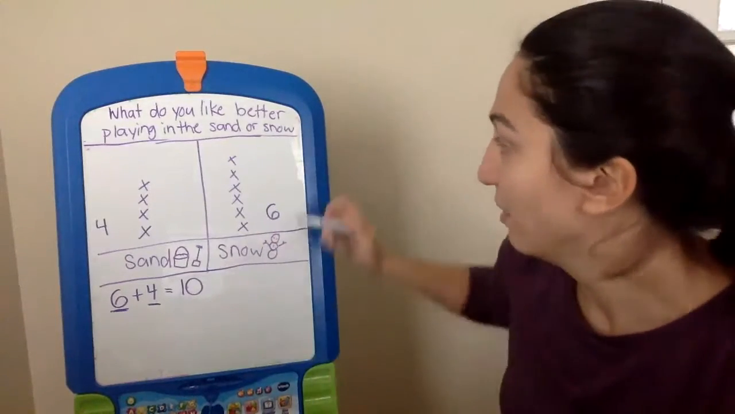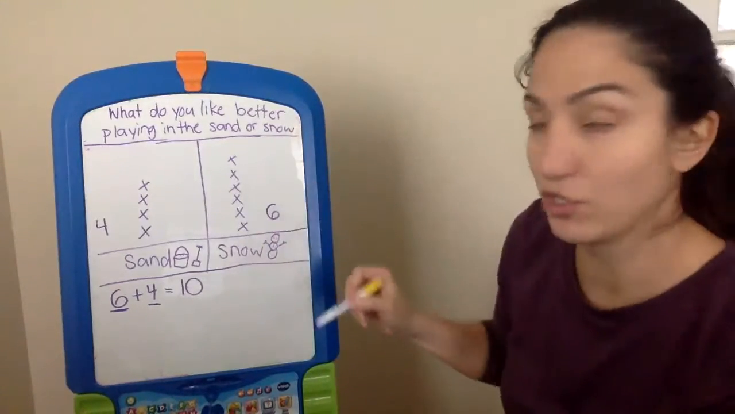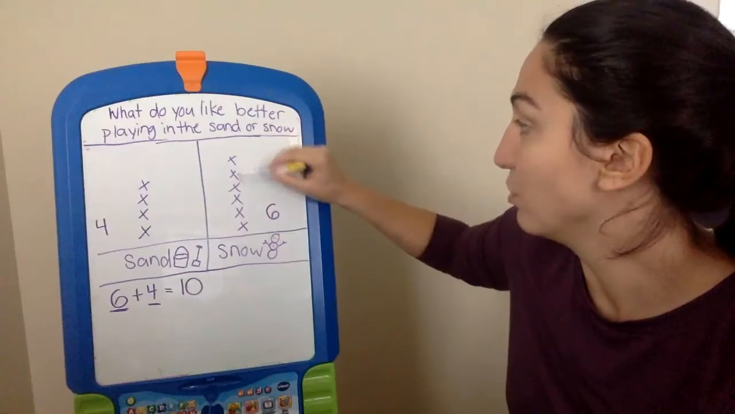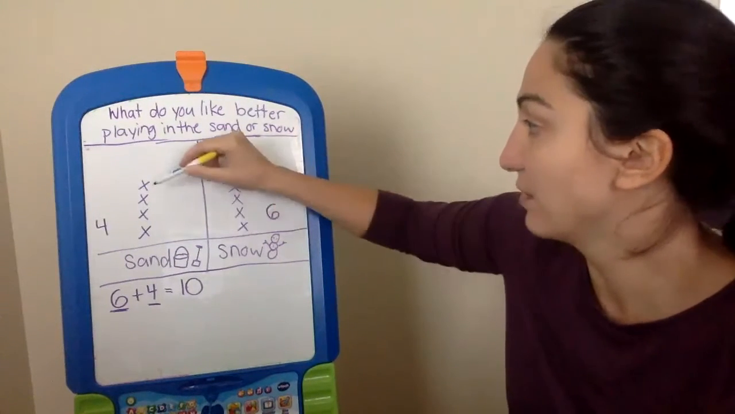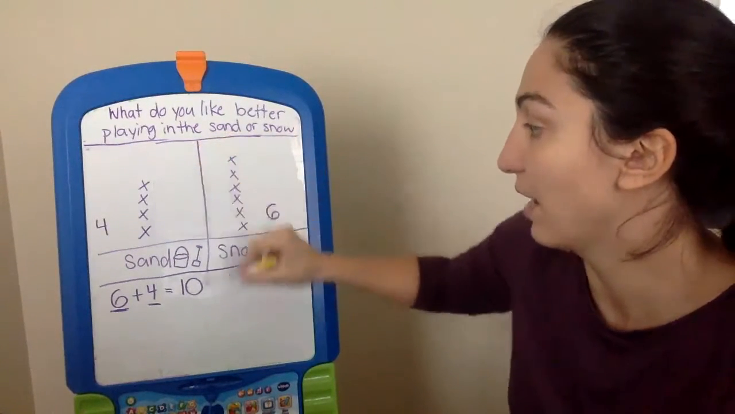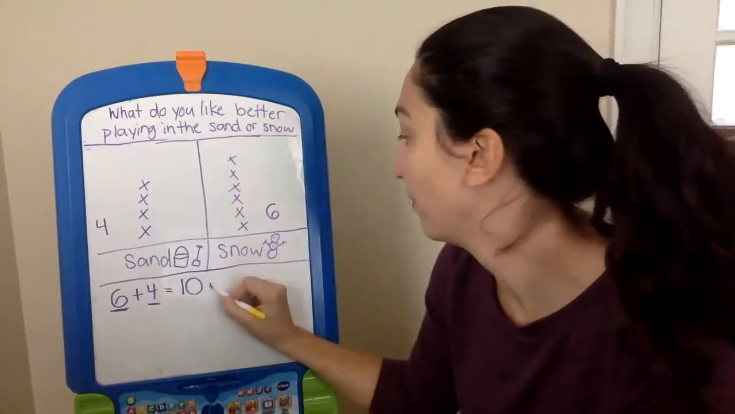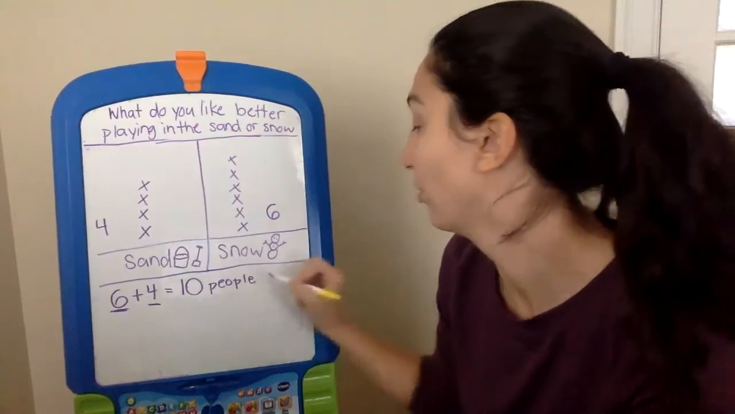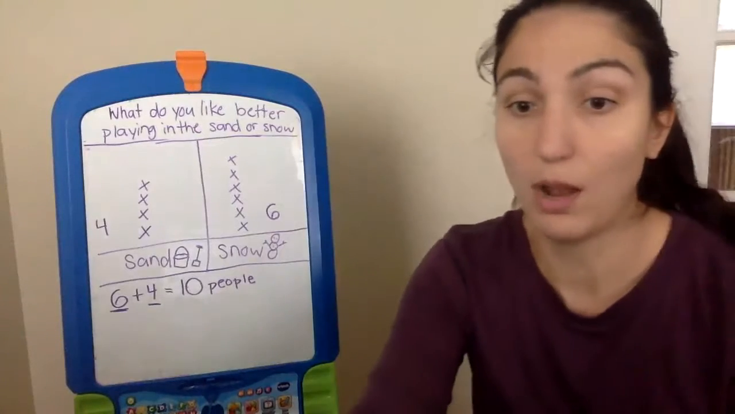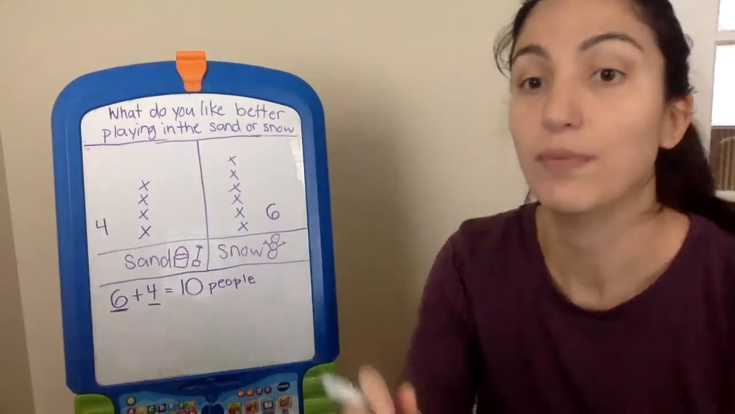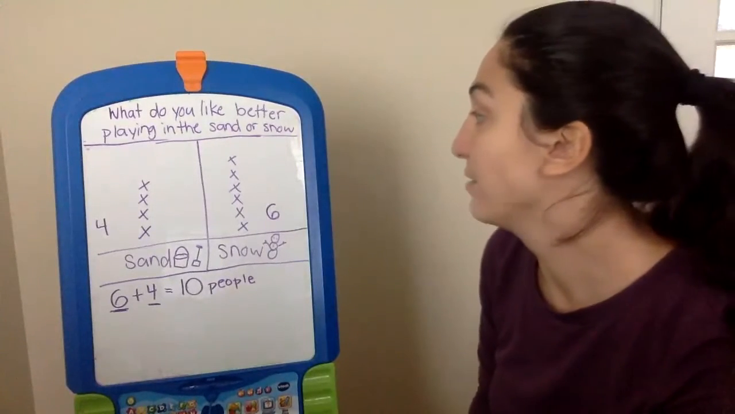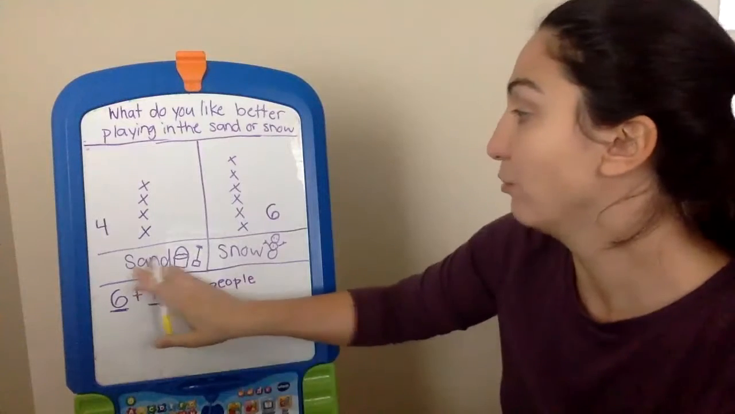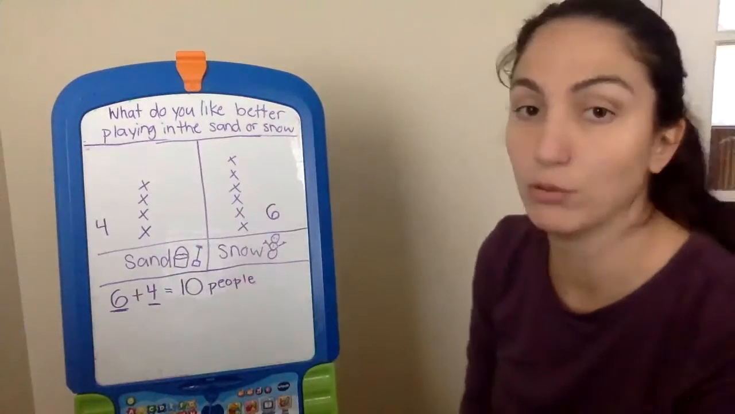did the survey. I'm going to count my X's just to check my math. 1, 2, 3, 4, 5, 6, 7, 8, 9, 10. So 10 people took the survey. Okay, so what I want you to look at now is which group has fewer, the number of people who chose sand or the number of people who chose snow.